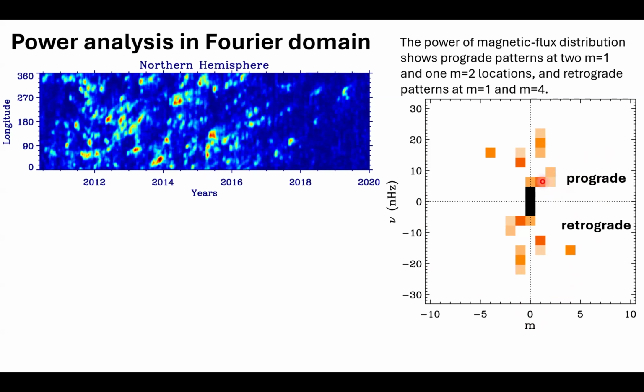So in the prograde, for m equal to 1, we have two dominant signals corresponding to different frequencies, and we also have an m equal to 2 mode here. For the retrograde, we have one m equal to 1 mode here, and another mode is m equal to 4. So basically, just these five modes decide almost the entire evolution of the solar magnetic fluxes in cycle 24.